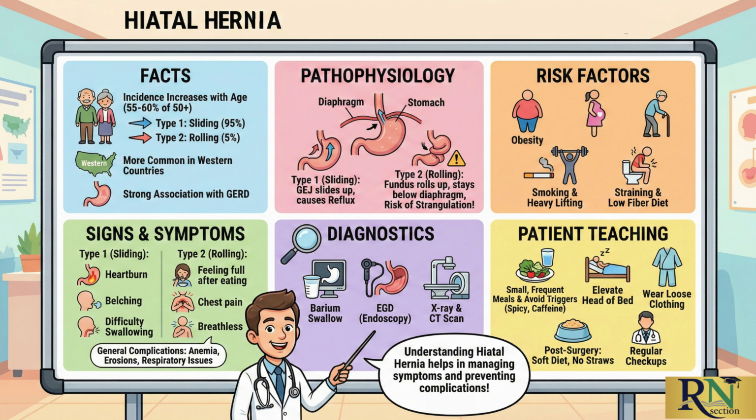The lifestyle modifications: wear non-restrictive clothing to avoid increasing intra-abdominal pressure, maintain a normal weight, elevate the head of the bed at 30 degrees after meals to use gravity to keep acid down, and avoid straining or heavy lifting.